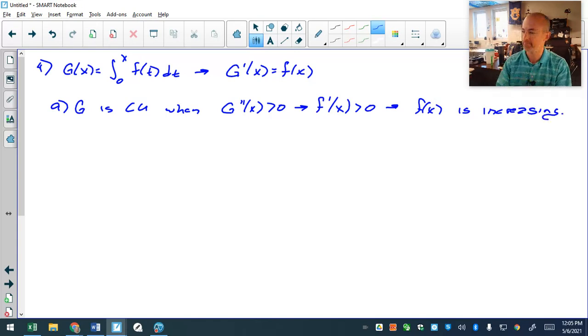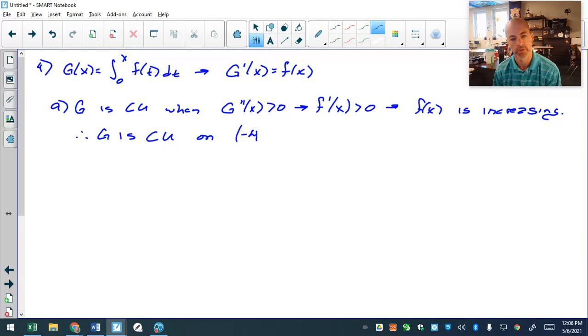I always want to tie my answer to the function that's actually provided, and f is what was provided. So g prime is f, g double prime would be f prime, and if any derivative is positive, the function is increasing. That's going to happen. Therefore, g is concave up on the intervals, and g is increasing from -4 to -2, and again, from 2 to 6. Nice question.